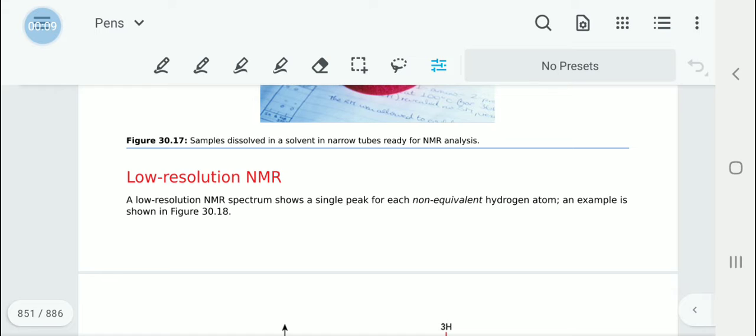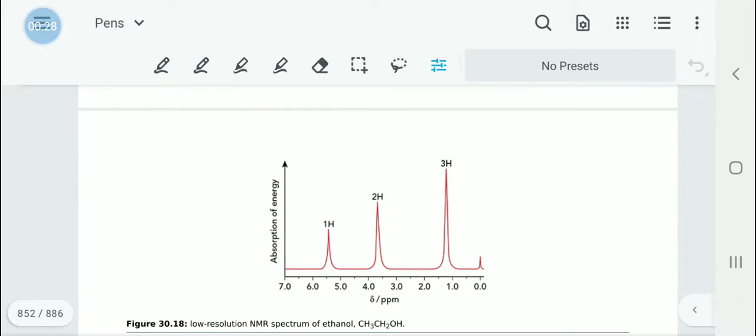So we discussed earlier what NMR spectroscopy is. Now we are going to discuss the NMR spectrum, where it shows a single peak for each non-equivalent hydrogen atom. When you look at this, you can see CH3, CH2, OH. So there are three peaks here, 1H, 2H, 3H, as categorized.